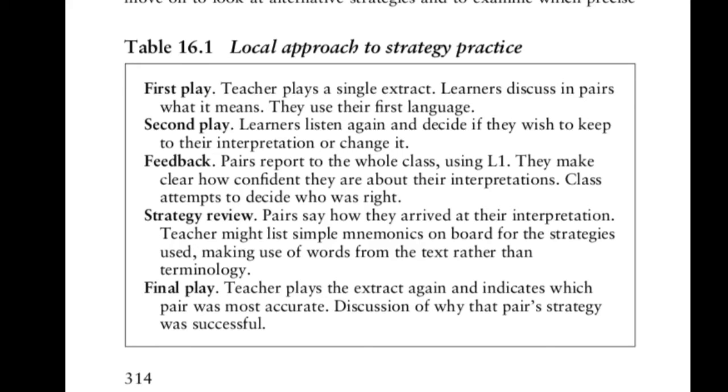So the class attempts to decide who was right. The strategy review is in which the peers say how they arrive at their interpretations. The teacher will start writing on the board like a little list about the strategies that the couple made. They will start using the words and their own interpretation rather than the terminology.